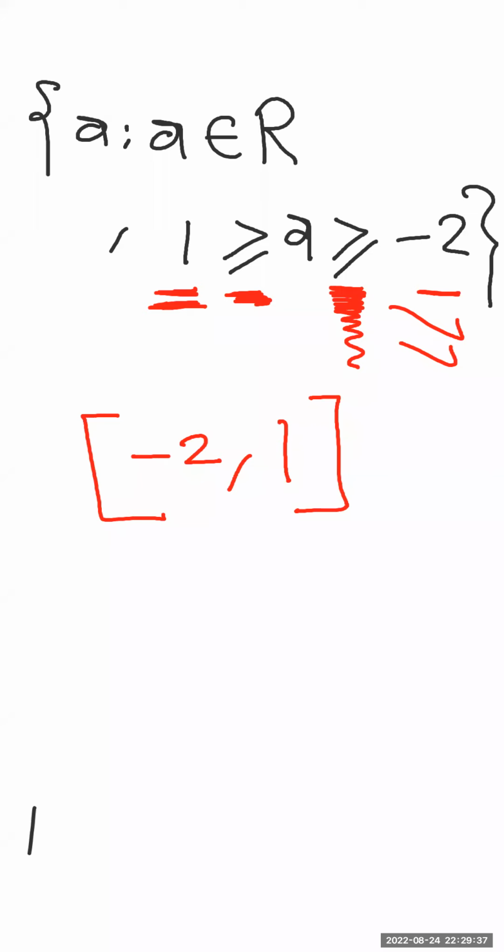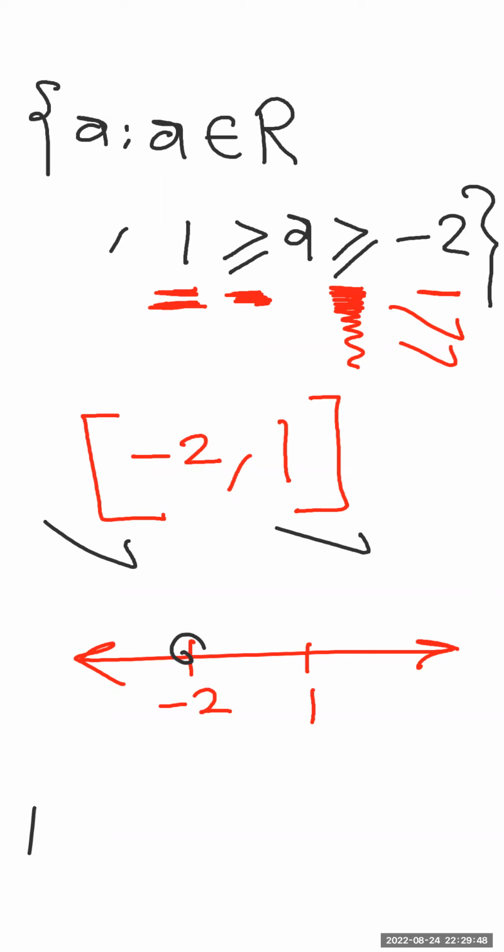Now it's time to represent it on the number line. Number line, -2, 1, closed, shaded, shaded. Shade the distance between them. Done. Clear? Clear. Any questions, guys? No, thanks. Okay, great.